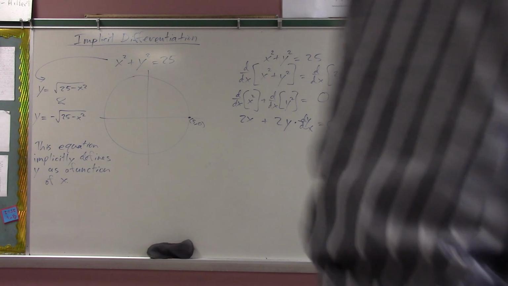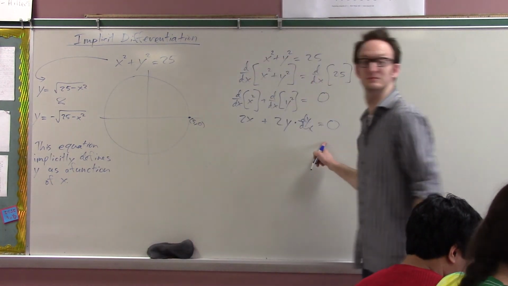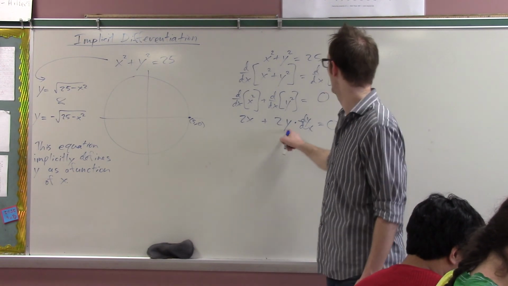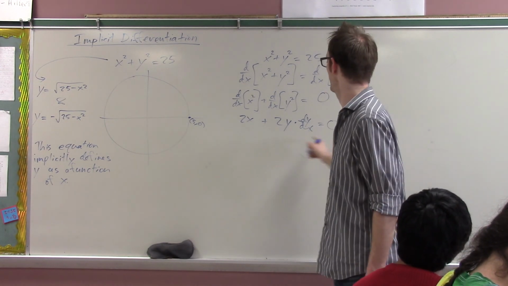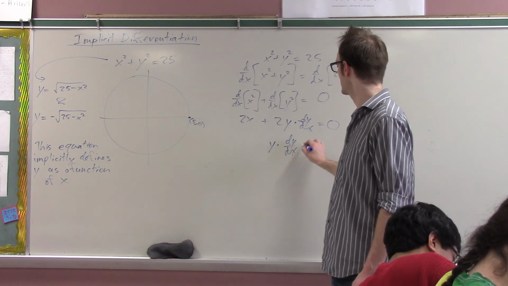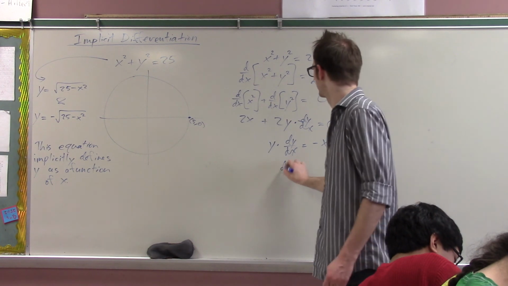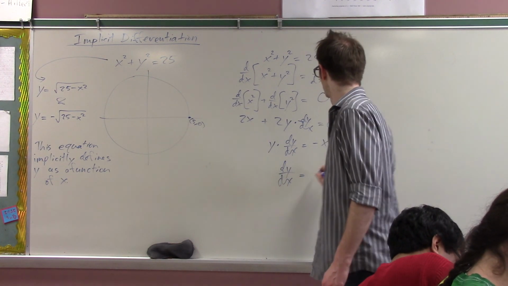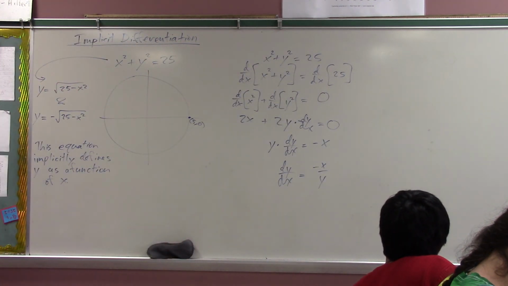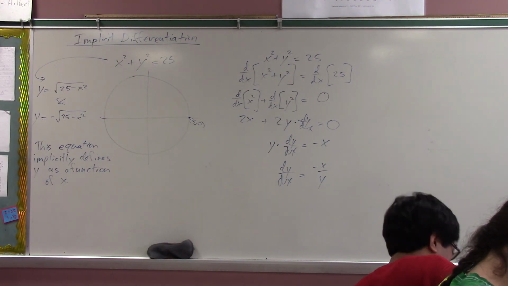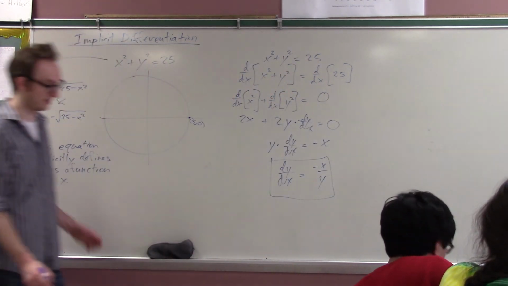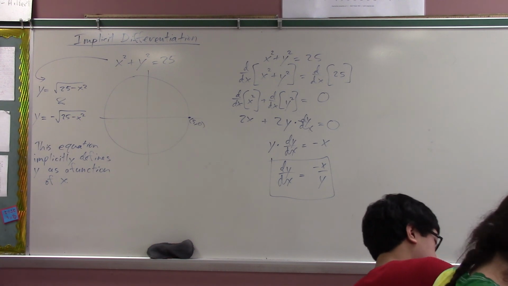Okay, so solve for dy dx. What do we get? Negative x over y. We can move one of these over and divide by 2. So I get y dy dx equals negative x, and then we just divide. So what does this even mean? This is a very strange kind of formula I have here. What does this tell me? You tell me.